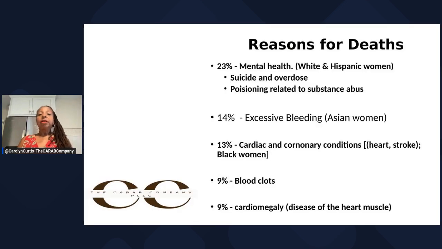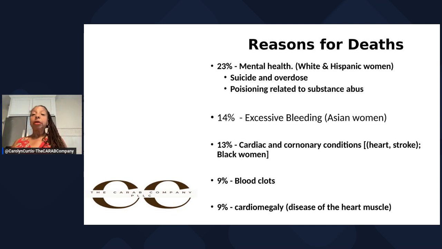Once again, these are the main reasons for why women are dying in the United States. Understanding that Black women are dying at more than twice the rate of white women. Women who are age 40 and over are dying at an exponentially higher rate. And when you look at where we are for industrialized countries, the United States is off the charts. We are really, really not doing a good job.